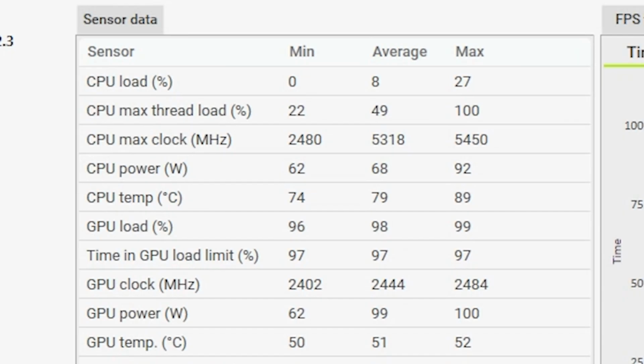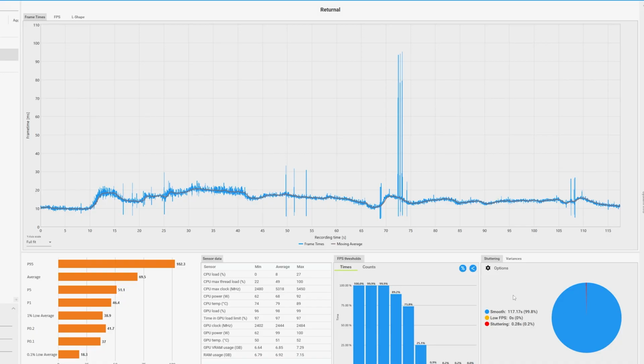So this was a more intense benchmark for sure, with an average of 79, though not exactly a bad scenario here. Returnal was one of those titles that showed the worst performance, and that's really just a loose term there, because if you look at the amount of stuttering, we were smooth 99.8% of the time. So not exactly anything to complain about.